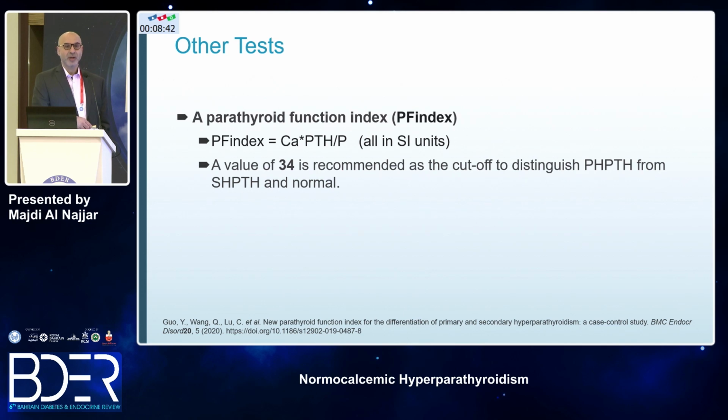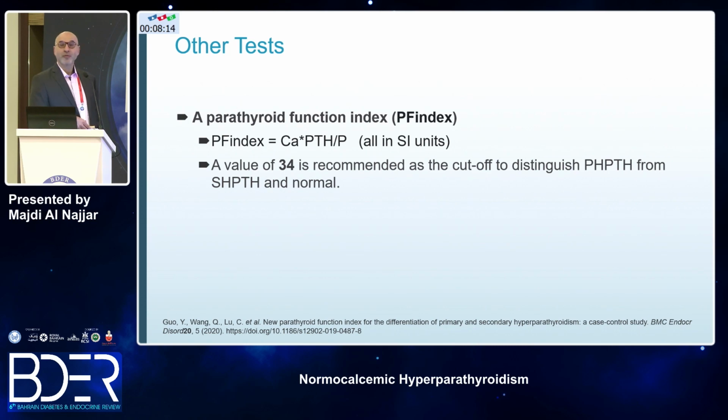Another interesting one people have started talking about is the parathyroid function index. This is recent data published by Wang. The idea behind it is that if someone has primary hyperparathyroidism, typically they will have a high level of calcium, even in the normal range, and normal to low phosphorus. So if you multiply the calcium by PTH and divide by the phosphorus, you will get a higher number, because you will have higher calcium and lower phosphorus.